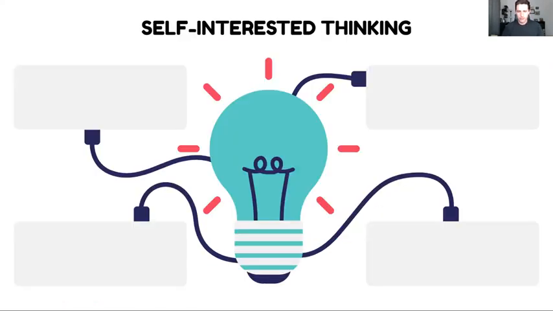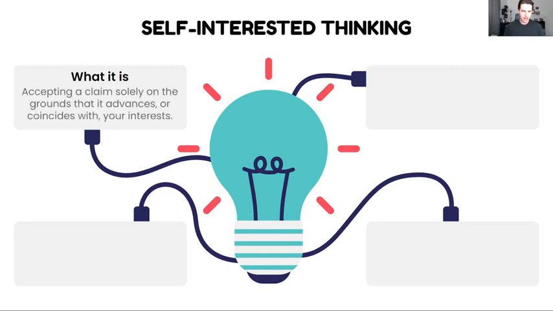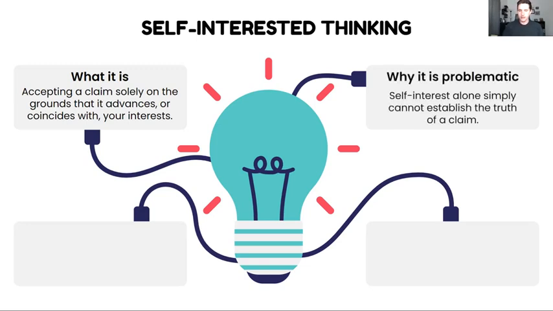One thing that is brought up immediately, and for good reason, is the obstacle known as self-interested thinking. So what is self-interested thinking? Well, as the name implies, this is when we accept a claim solely on the grounds that it advances or coincides with our own interests. Why is that problematic? We might think that it's okay to think about yourself. And of course it is. No one's saying that it's not a right to consider one's own interests.